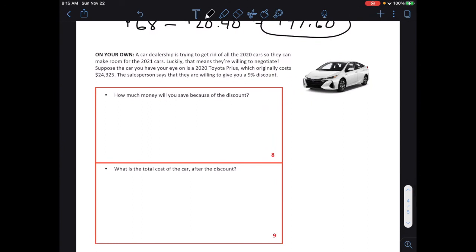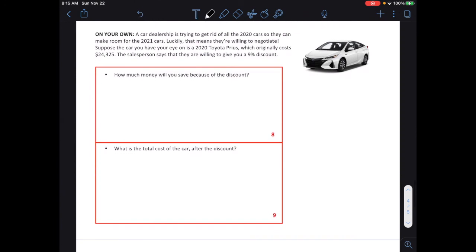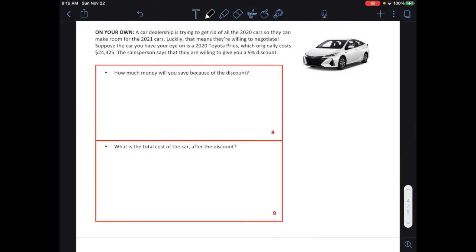Wow, now you're going out and buying a car. You guys don't even have a driver's license. You're going out and buying a car. So see if you can figure out what the new price of this car is going to be with a 9% discount. And when you're done, make sure you enter all of your answers in Schoology so that you can get credit for this.